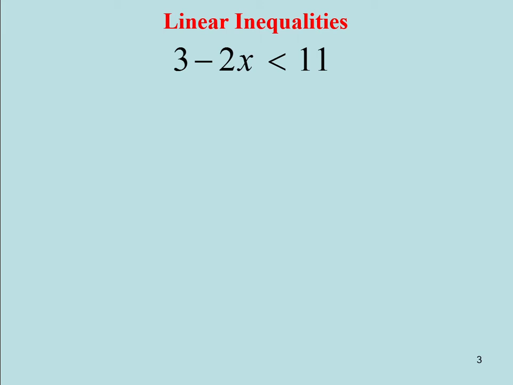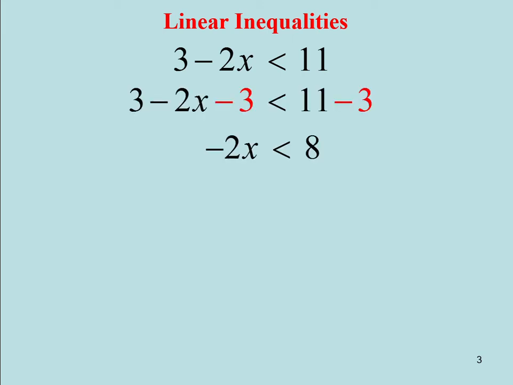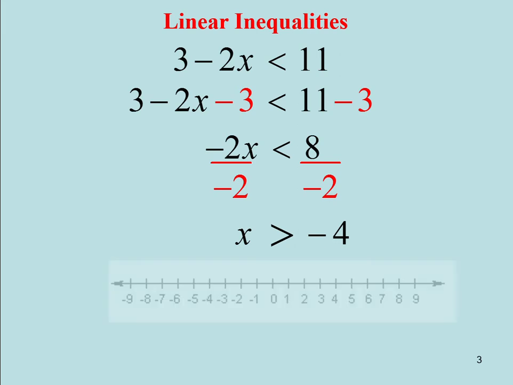If we're going through the steps for solving this inequality, subtracting 3 from both sides, at this moment, when we divide both sides by -2, we have to reverse the direction of the inequality. Anytime you multiply or divide by a negative number, you reverse the direction.